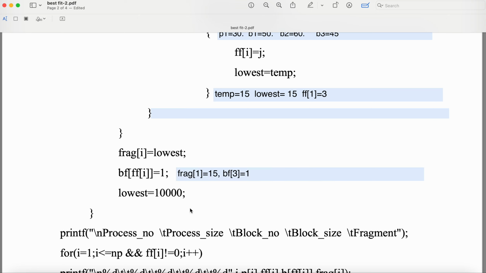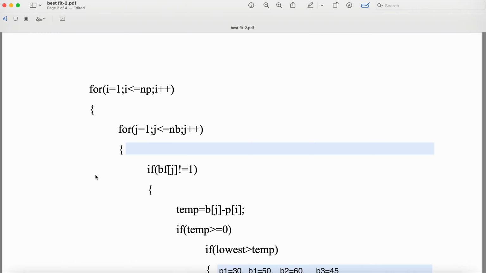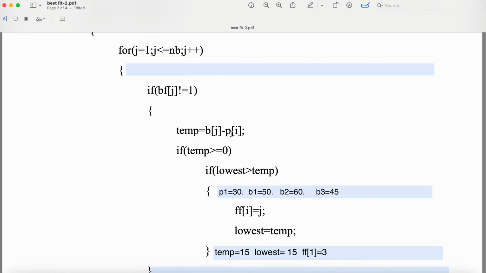Now let us see the displaying. This is the end of the outermost for loop, that is for I. Likewise we have to repeat for the second process and third process also. If we observe here, if BF of j not equal to 1, initially BF of 1, 2, 3 are all zeros, so the condition is true. Next, temp equal to B of j minus P of I. Here we are computing the difference between the block and the process. That value should be greater than or equal to 0. If it is a negative value, then there is no need to compute.